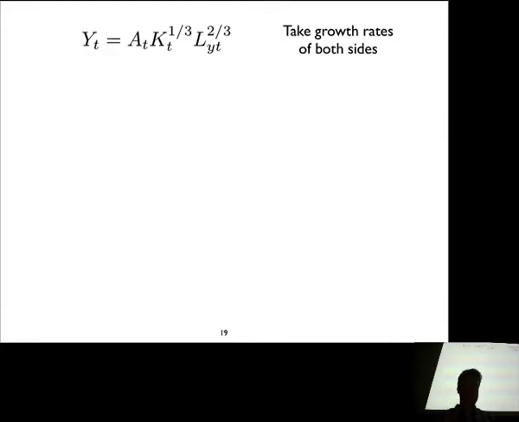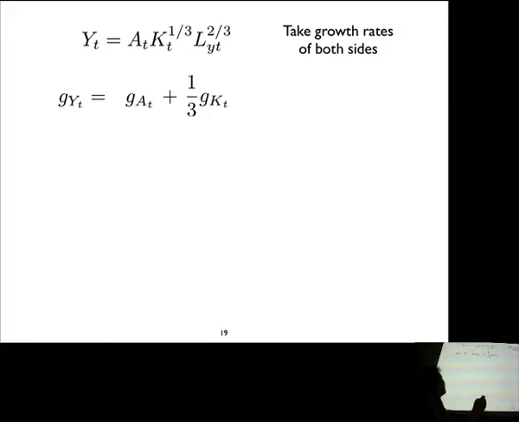All right, so let's take growth rates of both sides. What you find is that the growth rate in uppercase Y is equal to the growth rate of A. And then what? Plus a third the growth rate of K, so that's two steps in one there. Where I've got K to the 1/3, it would be plus the growth rate of K to the 1/3. Well, that's equal to 1/3 the growth rate of K. And then plus 2/3 the growth rate of LY.